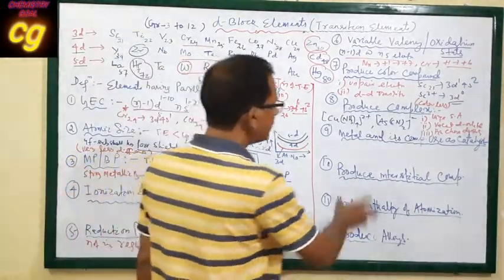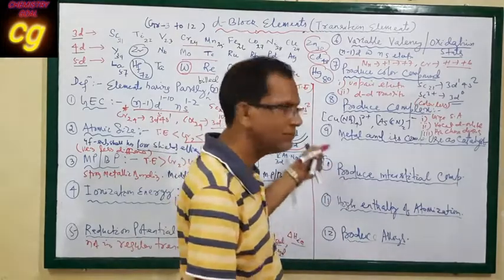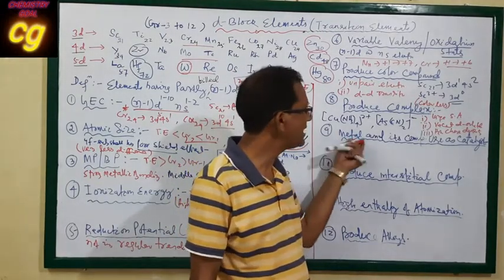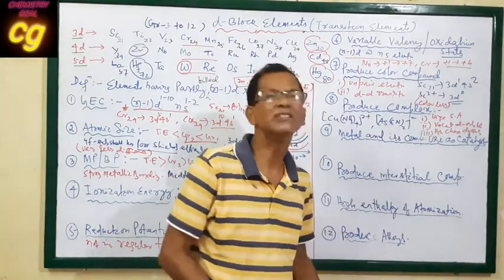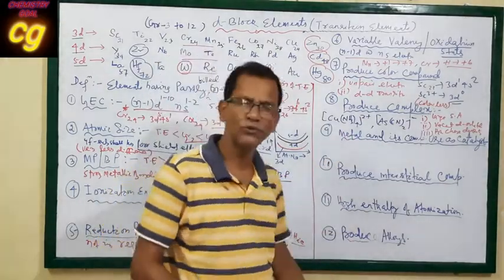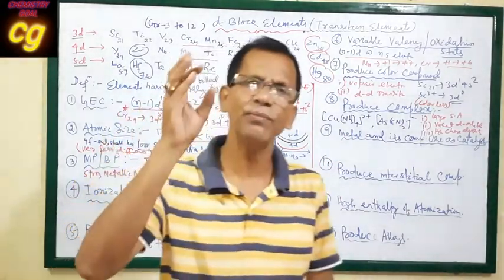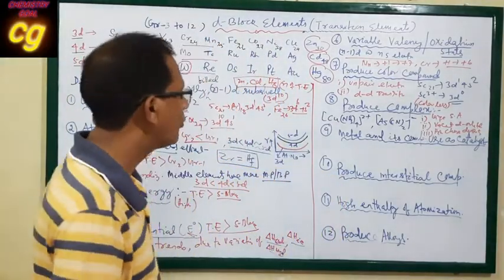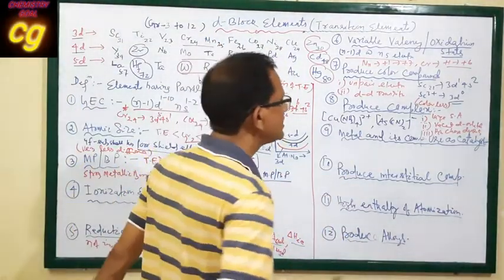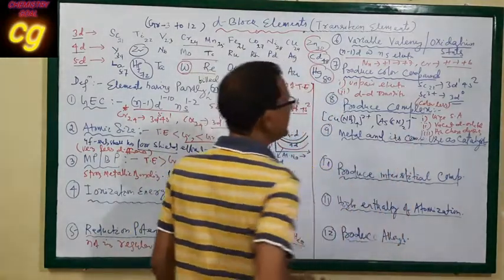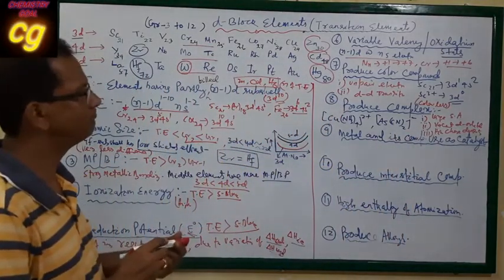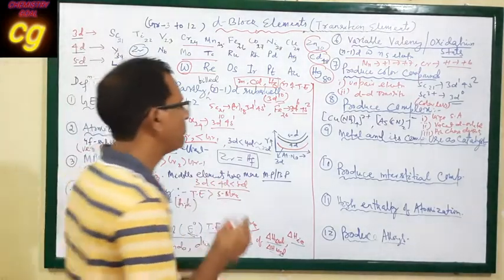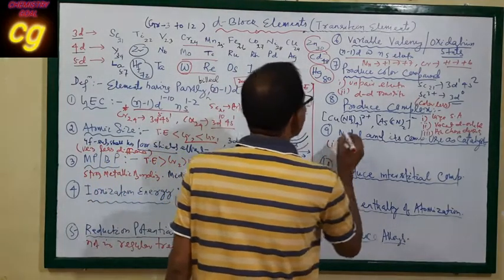Then another important property of transition elements is that the metal and its compounds are used as catalysts. They behave as catalysts. Almost all catalysts are made of transition metals or transition metal compounds. Why do they act as catalysts? The first cause is large surface area.